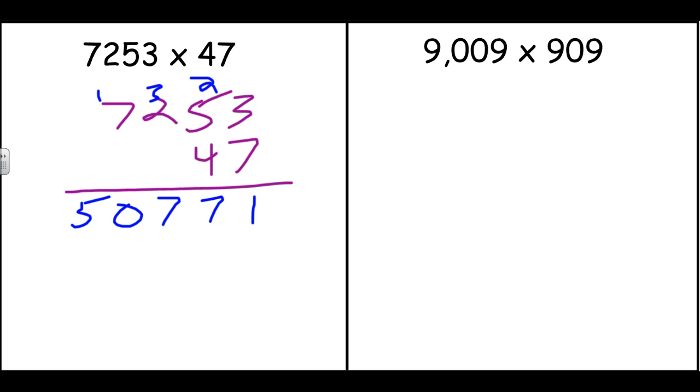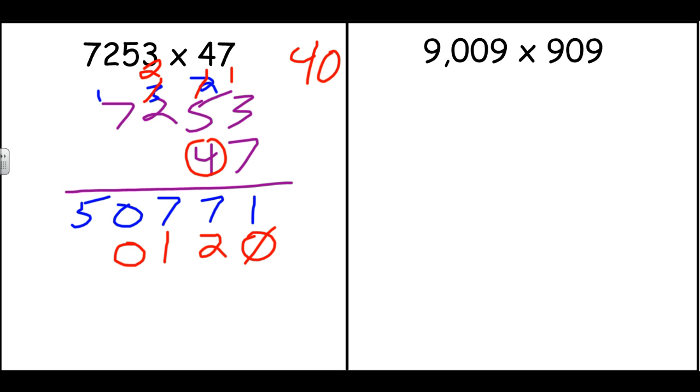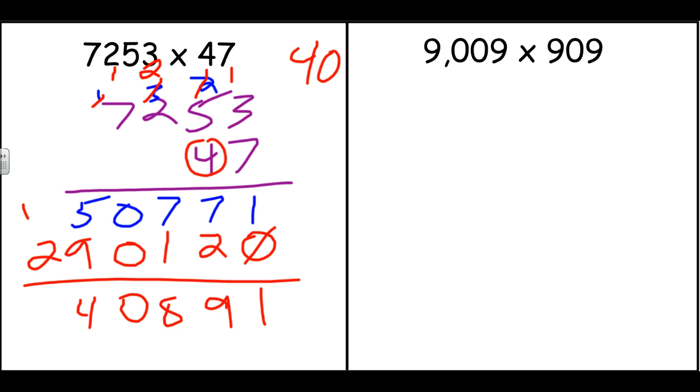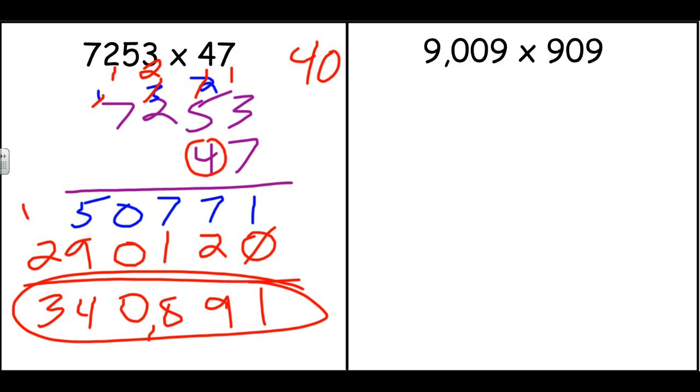Different color, add our placeholder 0 because the 4 is actually a 40. 4 times 3 is 12. Now we're going to carry the 1. 4 times 5 is 20, plus 1 is 21. Carry the 2. 4 times 2 is 8, plus 2 is 10. Carry the 1. 4 times 7 is 28, plus 1 is 29. Add as we normally would. 1, 9, 8, 0, 4. Carry the 1, 3. Gives you 340,891.